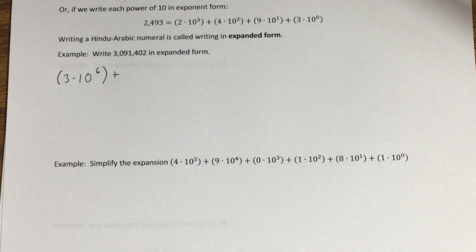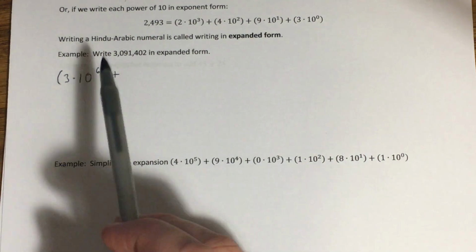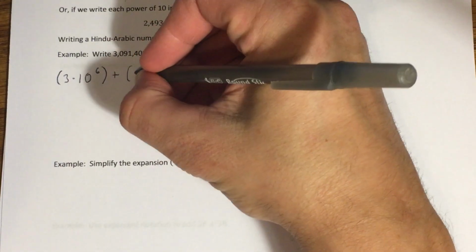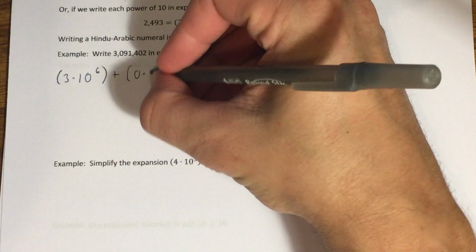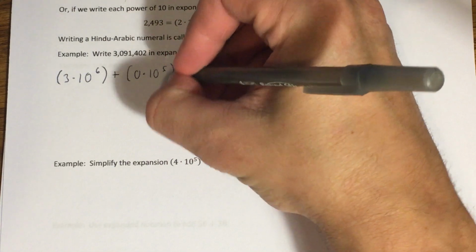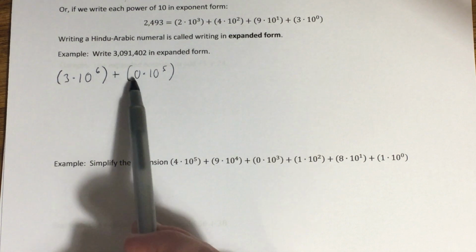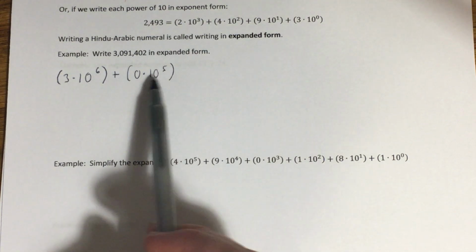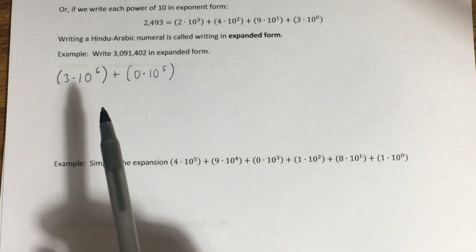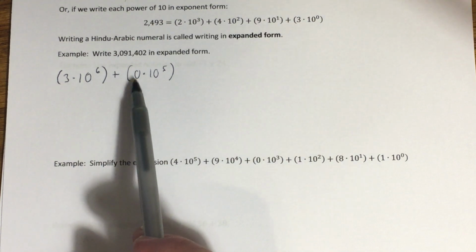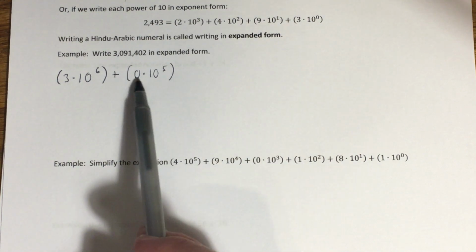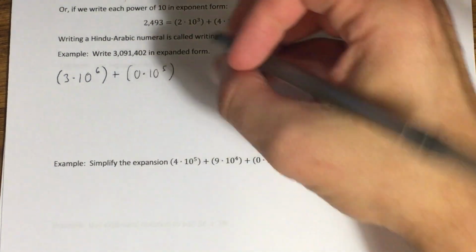Now, I have a 0 in my 100,000s place. 100,000 is 10 to the power of 5. And even if I write that out using this expanded notation, 0 times 10 to the 5th, that's technically equal to 0, which means that adding this is like adding 0, and I can technically just not even write it without changing anything. I'm still going to write 0 times 10 to the 5th so that I have a representation for that digit somewhere.